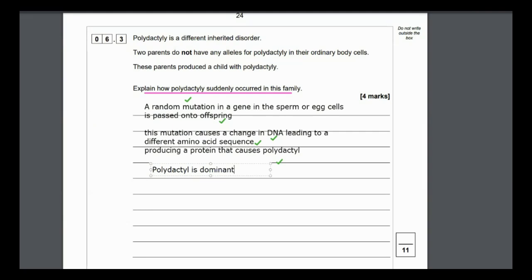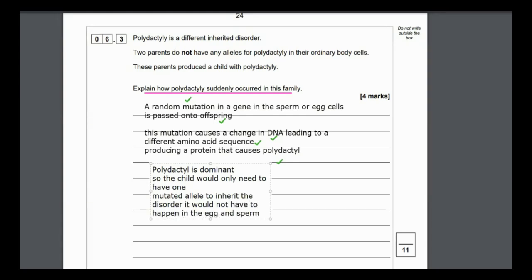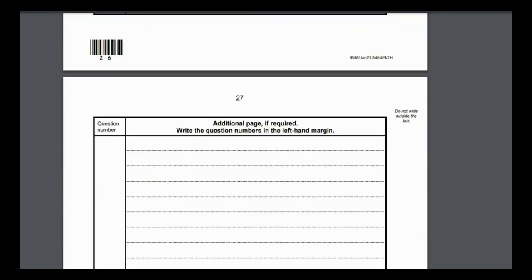We can also deduce from this information that polydactyl must be dominant because they only need the random mutation to happen either in a sperm or an egg. So only from one parent, which means they are going to receive two alleles, one normal one and one that's not normal. Okay, that's that done.